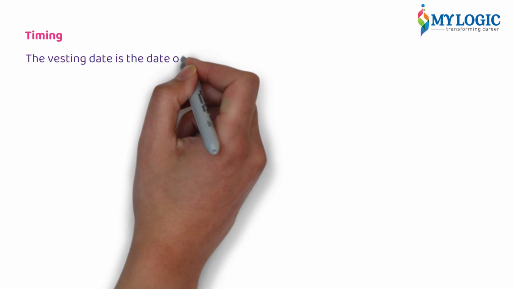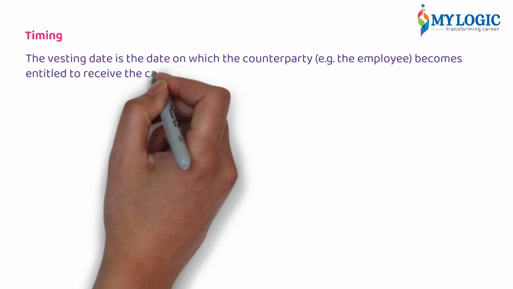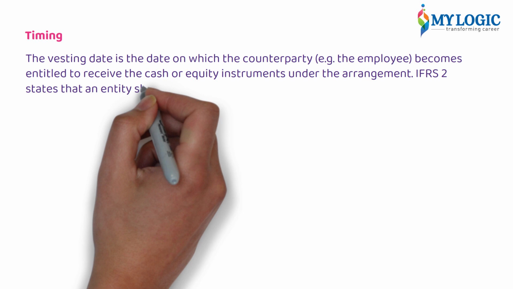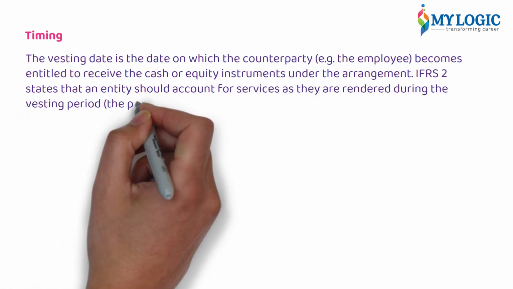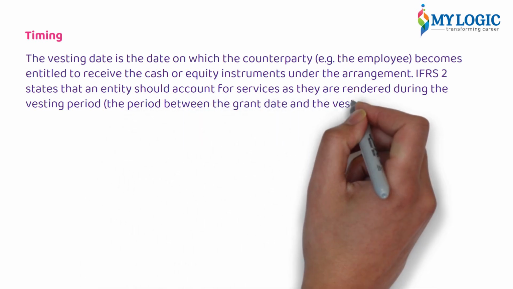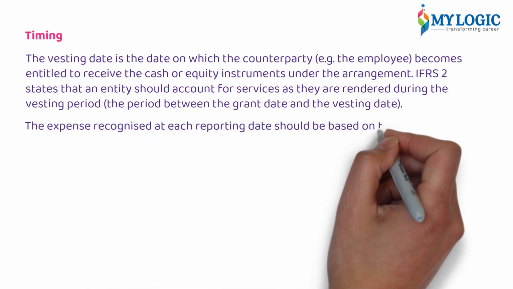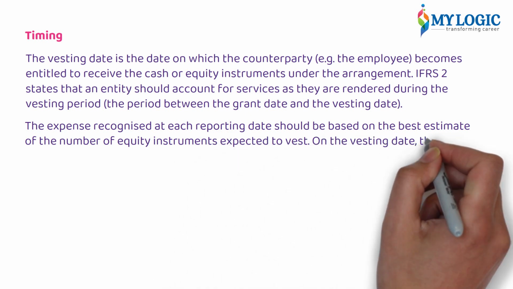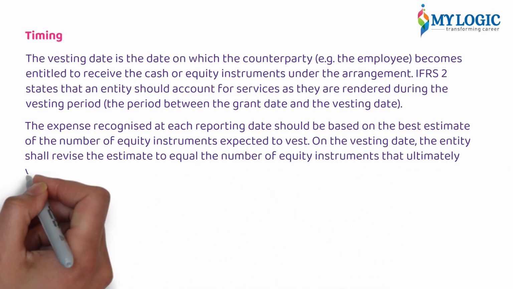Timing. The vesting date is the date on which the counterparty, for example the employee, becomes entitled to receive the cash or equity instruments under the arrangement. IFRS 2 states that an entity should account for services as they are rendered during the vesting period, the period between the grant date and the vesting date. The expense recognized at each reporting date should be based on the best estimate of the number of equity instruments expected to vest. On the vesting date, the entity shall revise the estimate to equal the number of equity instruments that ultimately vest.